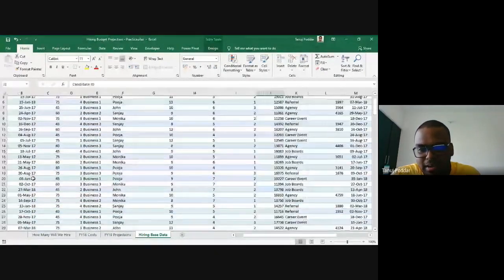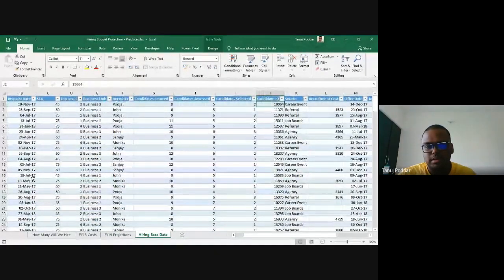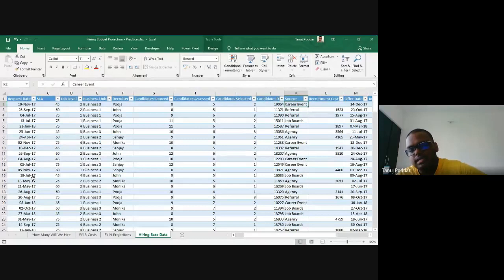So just an ID that people have. So this is the person who got selected. Now, another important piece of information that we'll be using right now is the source from where the person is coming into the organization, right? The source is important because it impacts the cost associated with hiring that person.